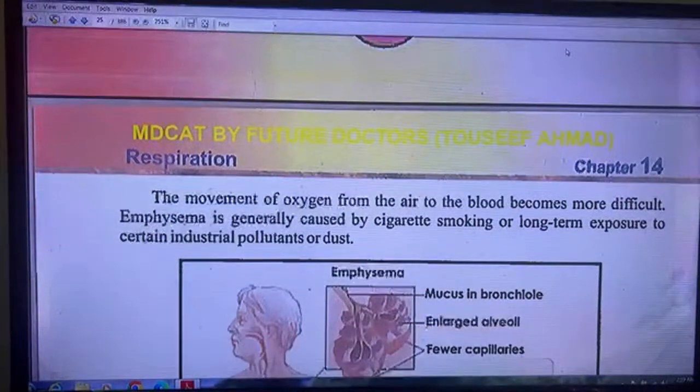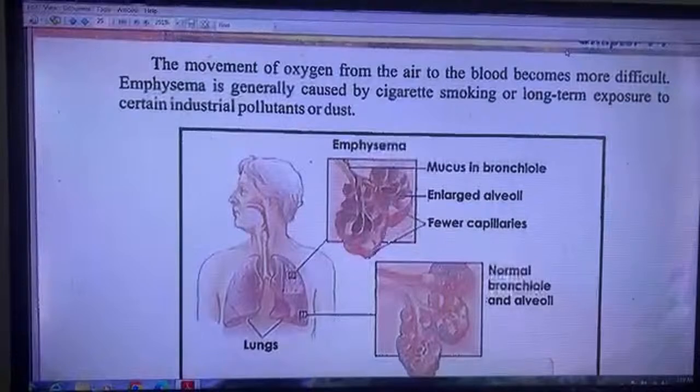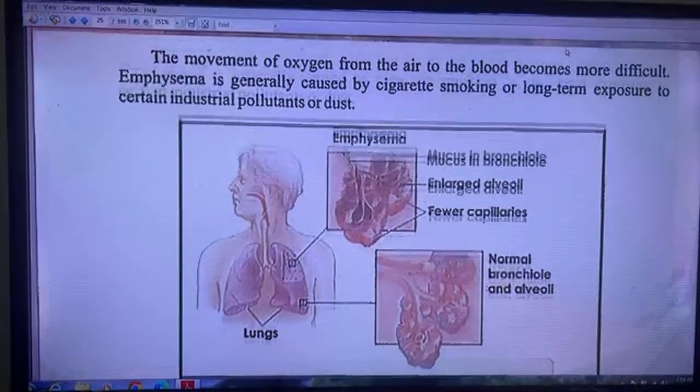The movement of oxygen from the air through the blood becomes more difficult. Emphysema is generally caused by cigarette smoking or long-term exposure to certain industrial pollutants or dust.